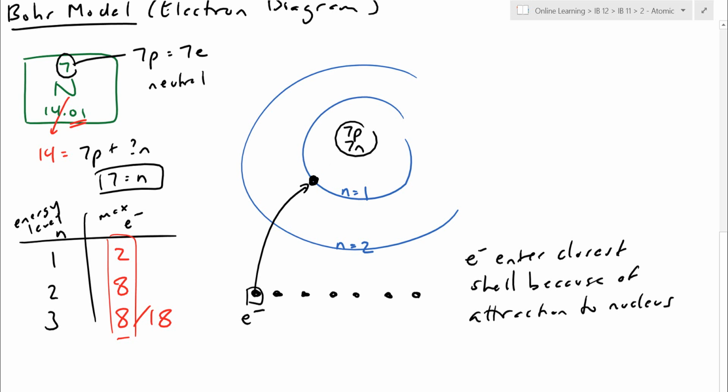So there we go. That first electron got in. Now it's time for the second one. The second one here also has a negative charge.